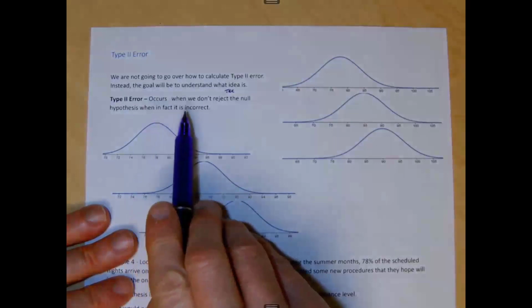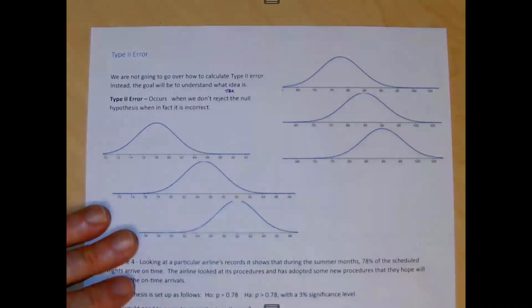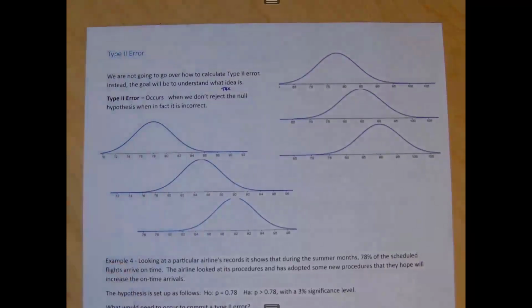Type 2 error occurs when we don't reject a null hypothesis when in fact it is incorrect. So the exact opposite of type 1. The null hypothesis is actually incorrect, but we fail to reject it. Okay, so that will be called a type 2 error.